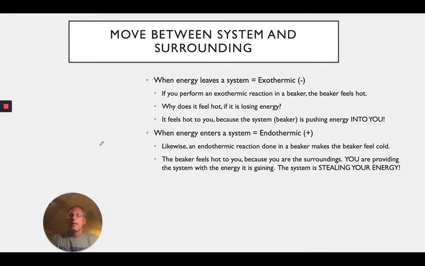Okay, now the process of pushing energy into a system or out of the system is given names. So when energy leaves a system, so if I have the energy and I'm pushing it out, that is called exothermic. Now, why am I calling myself the system? Because I'm interested in me. Okay, so I called myself the system. Could I make something else the system? Sure. You get to choose what the system is.